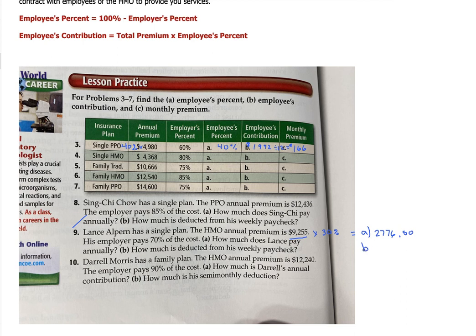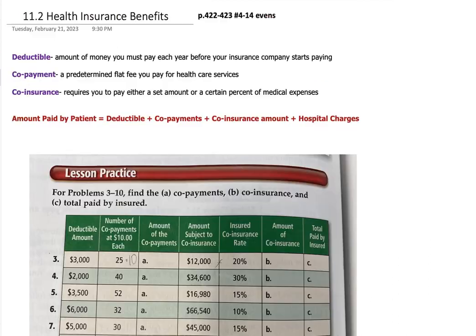And then for B, it says how much is deducted from his weekly paycheck. All you're going to do is take that annual amount, that $2,776.50, and divide that by 52, because he has 52 paychecks if he gets paid weekly. And then that equals $53.39. So that's how much he's being deducted from every paycheck. Okay, so this one's pretty straightforward, and then we'll go on to the second one, health insurance benefits.